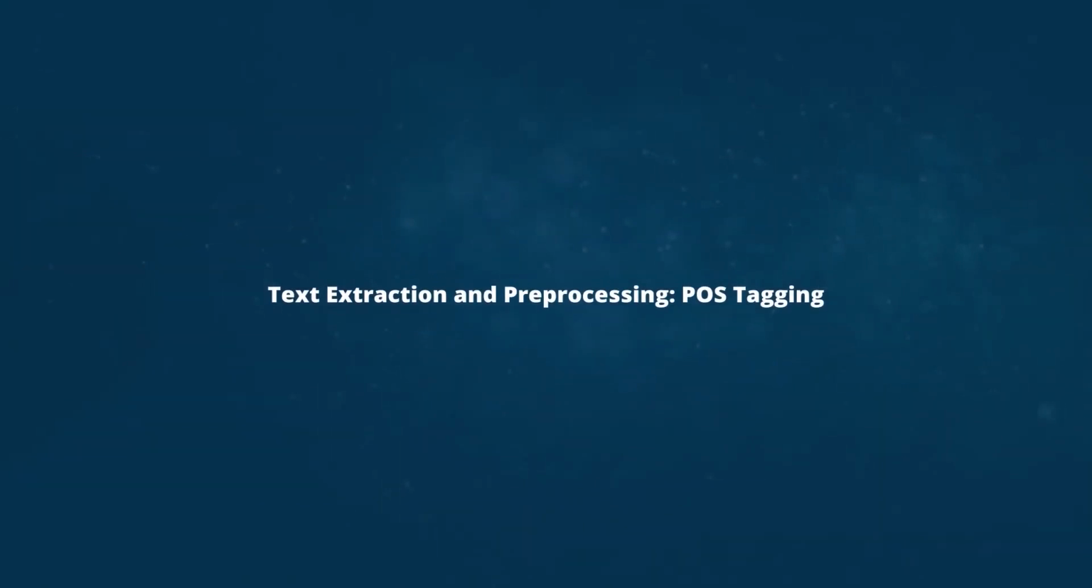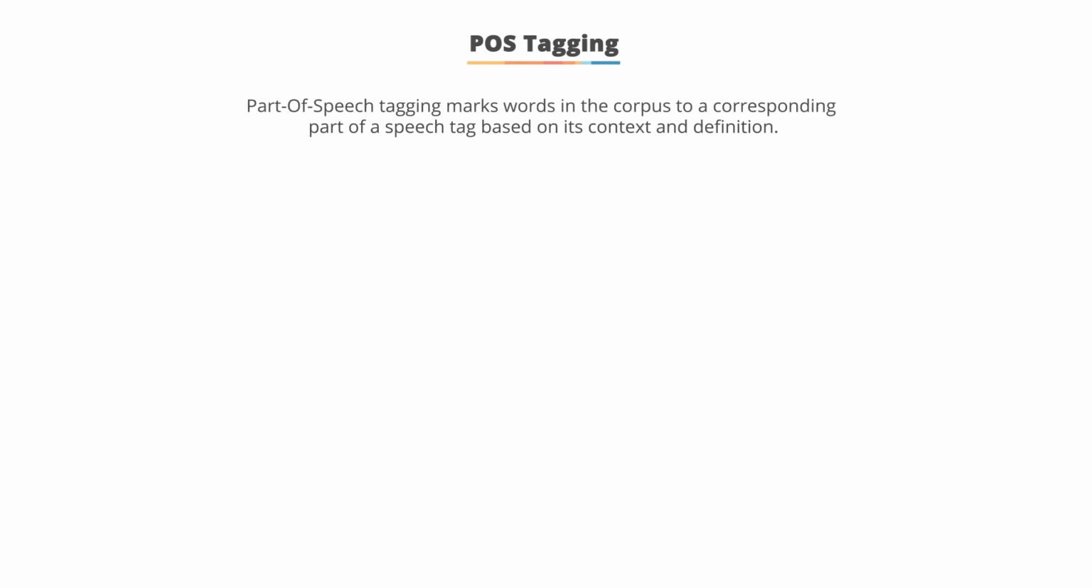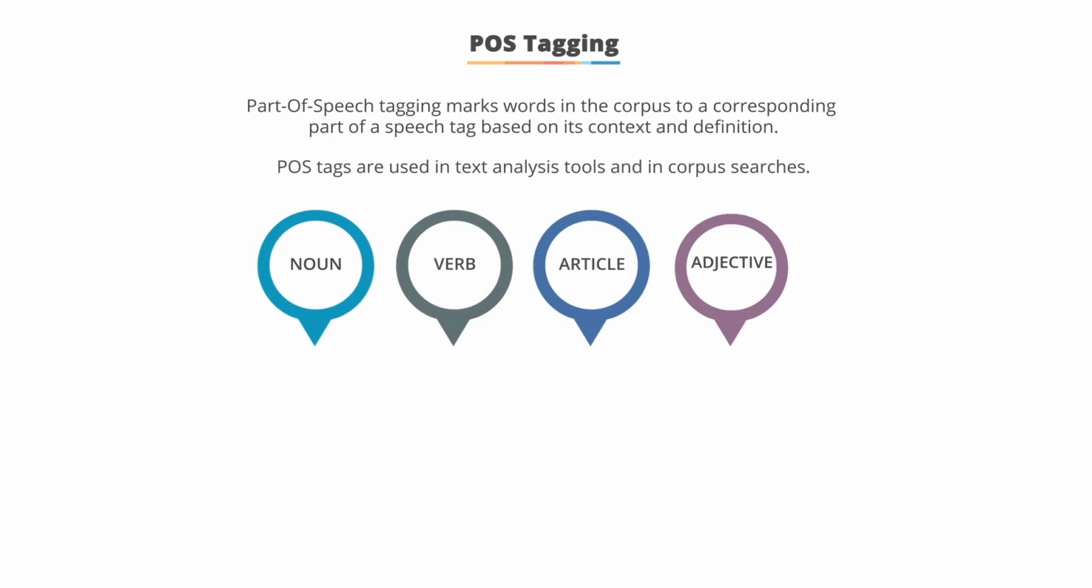Text extraction and pre-processing: POS tagging. Let's now look at different part-of-speech tags available in the Natural Language Toolkit library. A POS tag is a special label assigned to each token or word in a text corpus to indicate the part of speech and often also other grammatical categories such as tense, number, either plural or singular, case, etc. POS tags are used in text analysis tools and algorithms and also in corpus searches. So look at the given example.